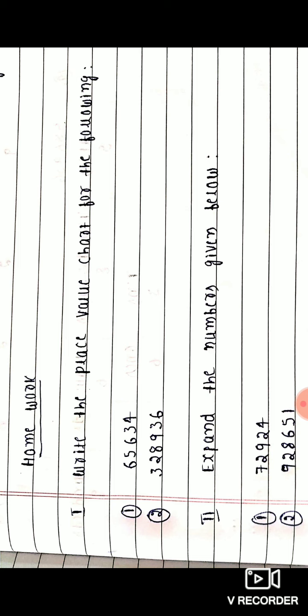Next, second problem, expand the numbers given below. You have to expand by using place values. First one, 72,924. Second one, 9,28,651.